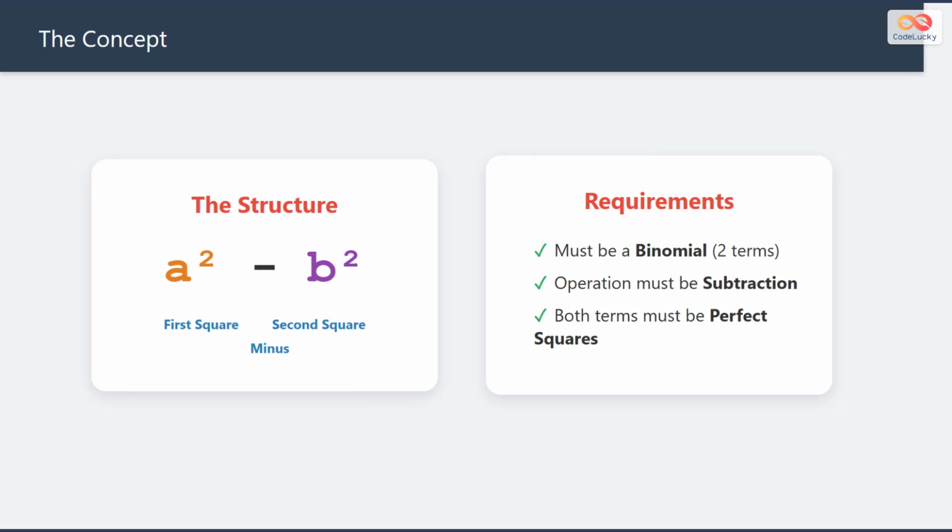First, let's understand what we are looking for. A difference of squares expression has a very specific structure. It must have exactly two terms. The operation between them must be subtraction, meaning minus. And most importantly, both the first term and the second term must be perfect squares. If you have all three of these things, you can use this shortcut.